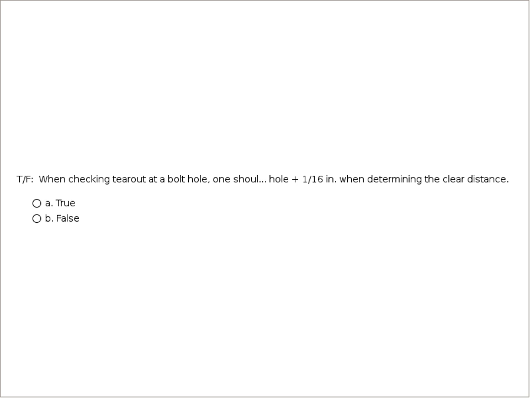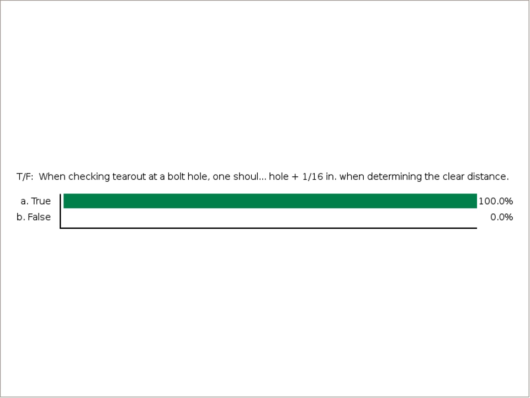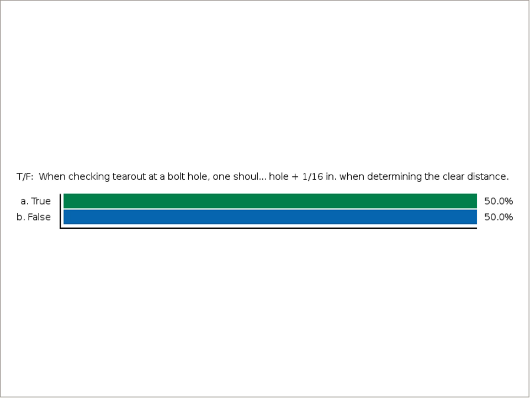Here is the first one, and this is a true or false statement. True or false, when checking tear out at a bolt hole, one should use the nominal diameter of the bolt hole plus a 1/16 inch when determining the clear distance. Is that a true or a false statement? And you can select the answer you think is correct on your computer screens, and we'll look at the results together.